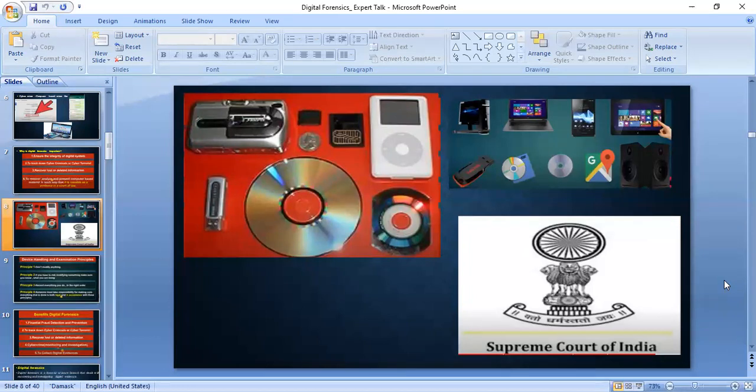Suppose a crime happens and you are collecting evidences. For storage purposes, we require hard disks, maybe floppy disks, CDs, or DVDs. These are the storage devices through which you are able to store your data. When any crime happens, the evidences are collected at the initial level, and the journey ends at the Supreme Court or the court of India, which takes the decision depending upon the evidences.